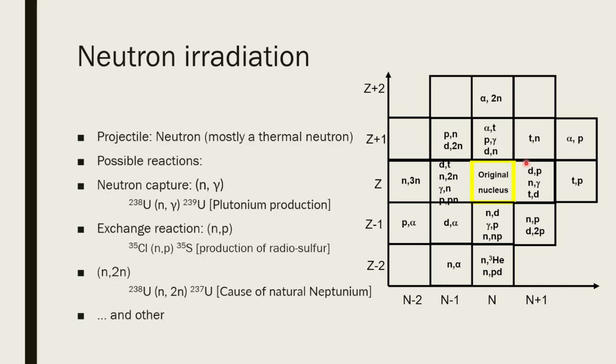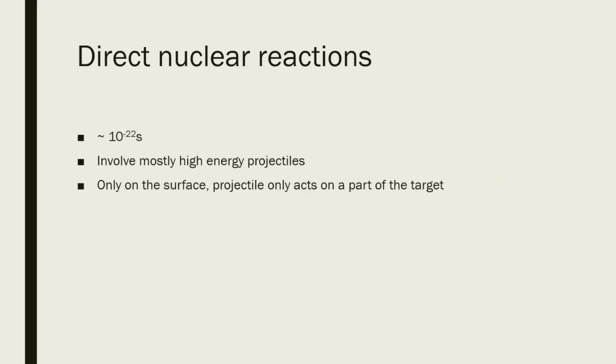This is how you can look at nuclear reactions. So you have your target, and depending on projectile and ejectile, you can move across the chart of nuclides like this. Some nuclear reactions are direct nuclear reactions. The other type of nuclear reactions are compound reactions. But first, let's talk about the direct nuclear reactions.